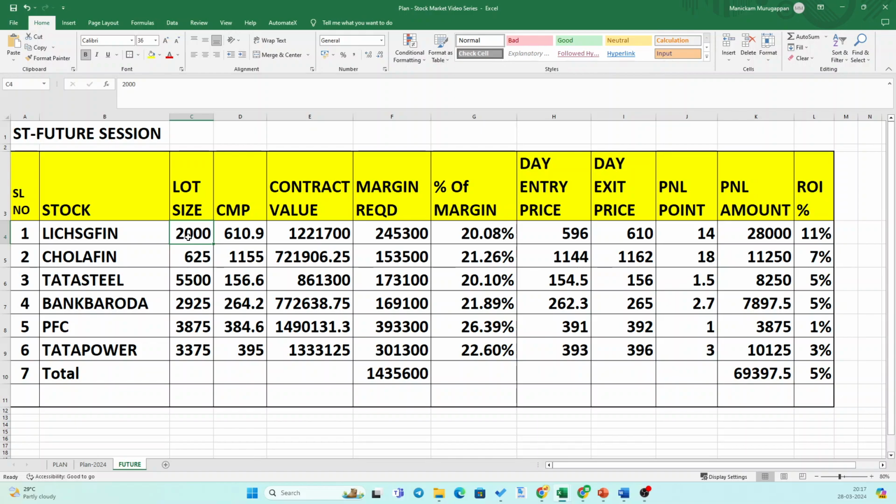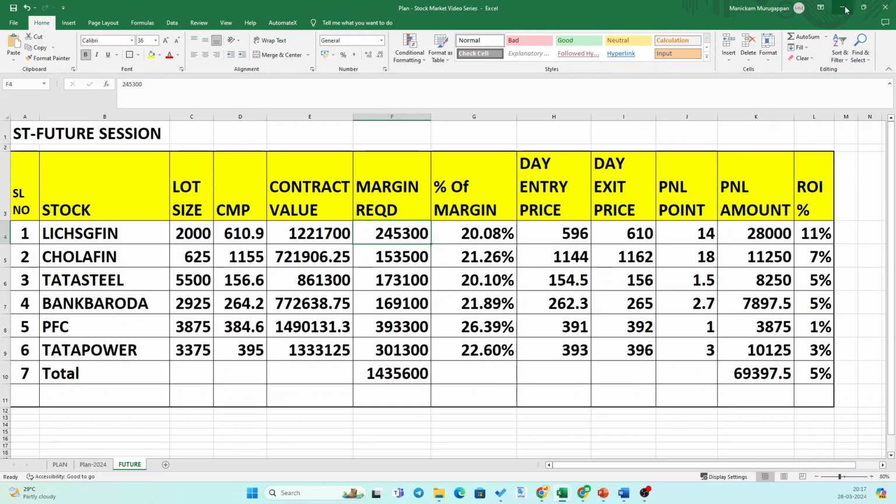Normally the total contract value will vary from around 6 lakhs to 12 to 15 lakhs. For example, LIC Housing Finance lot size is 2000. The current market price, the closing price, is 610 rupees. If you want to buy in the cash market, the total contract value is about 12 lakhs. Whereas here the margin requirement is only around 2.45 lakhs. So 2.45 means around 20% of the cash market value is all we require for trading in the future.